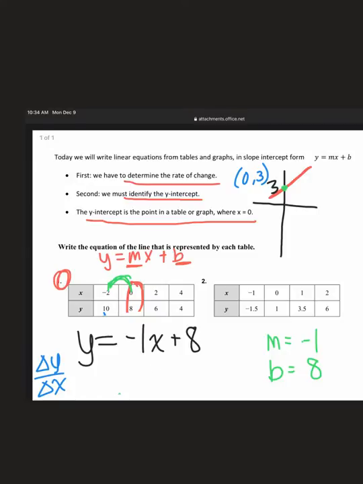So I did number 1 for you. Number 2 is a little bit trickier, but I want you to solve it. Remember to find the rate of change and find the y-intercept for number 2. Do it with your shoulder partner.